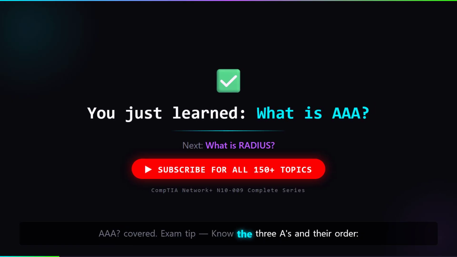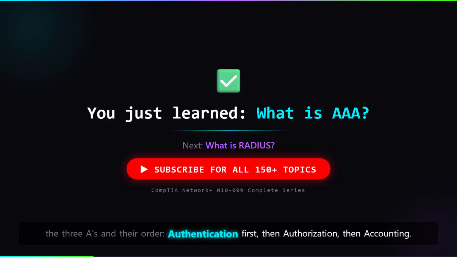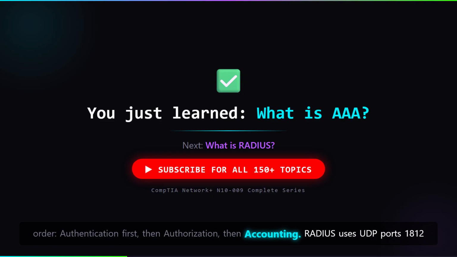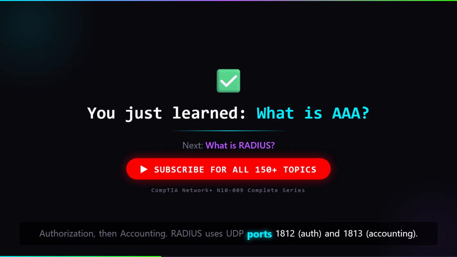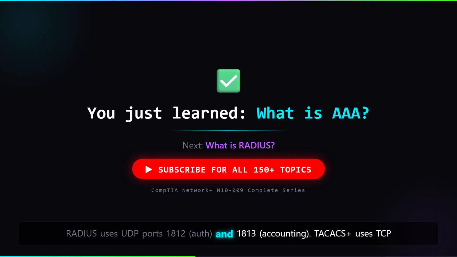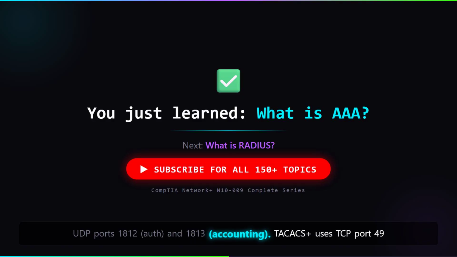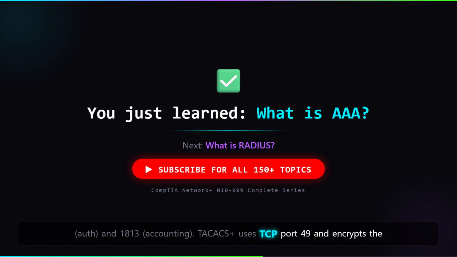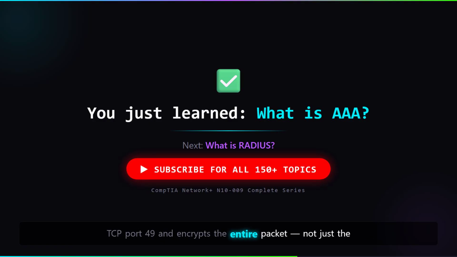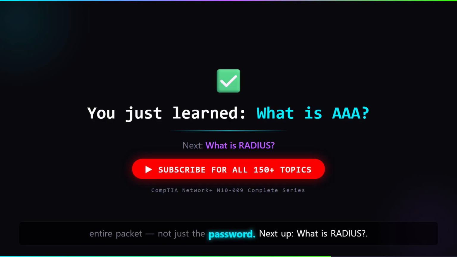Exam tip: know the 3 A's and their order. Authentication first, then authorization, then accounting. RADIUS uses UDP ports 1812, authentication, and 1813, accounting. TACACS+ uses TCP port 49 and encrypts the entire packet, not just the password.